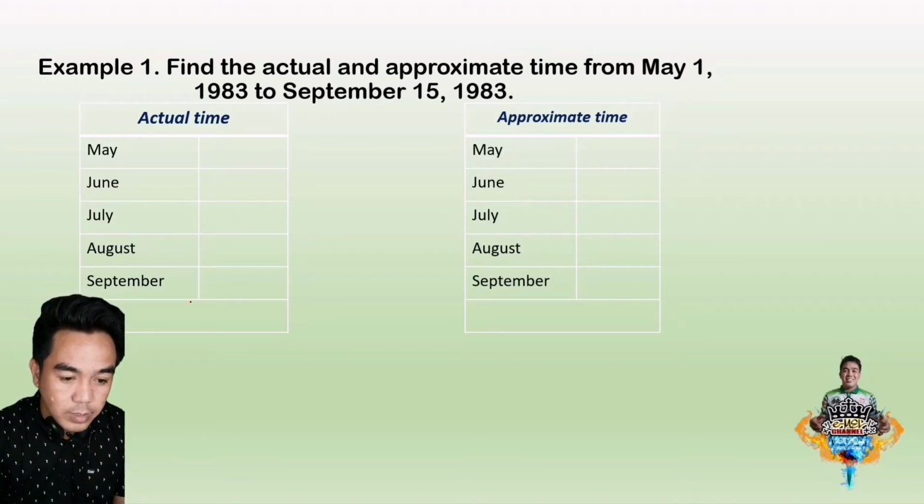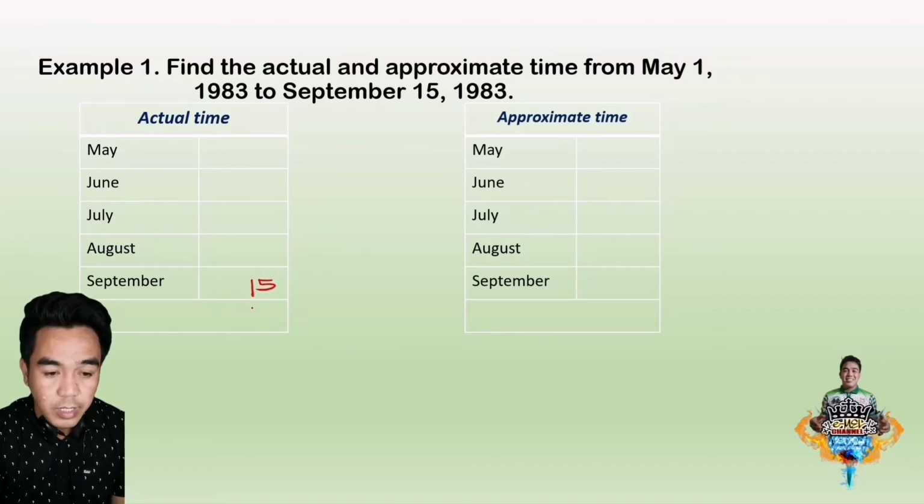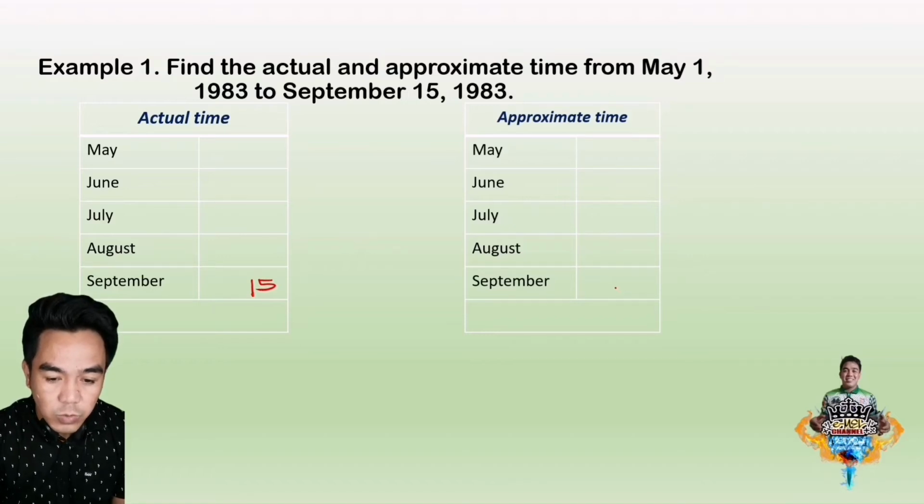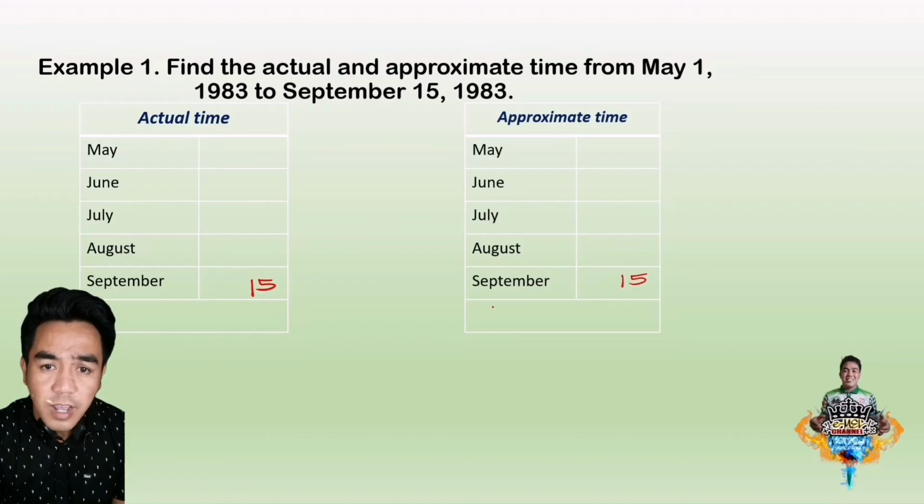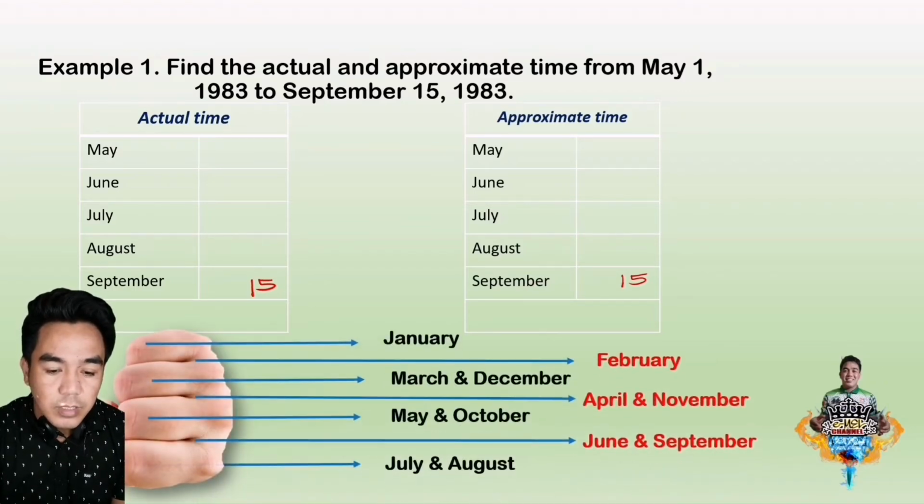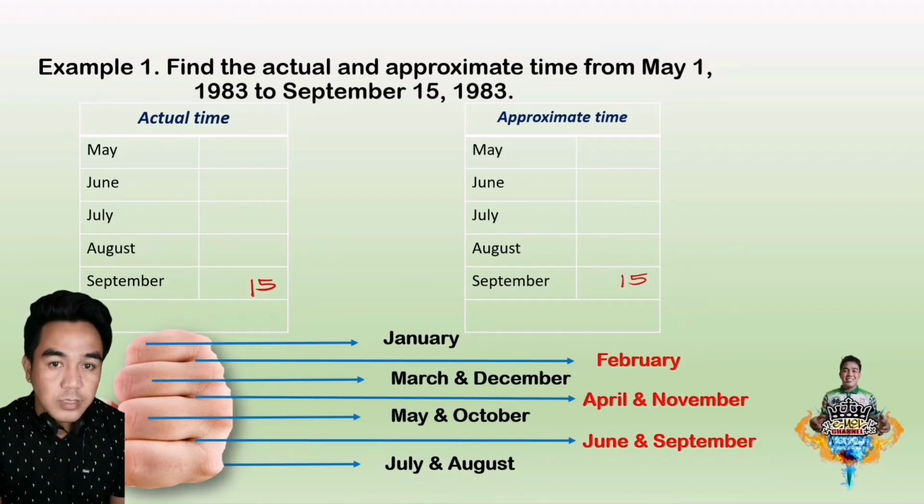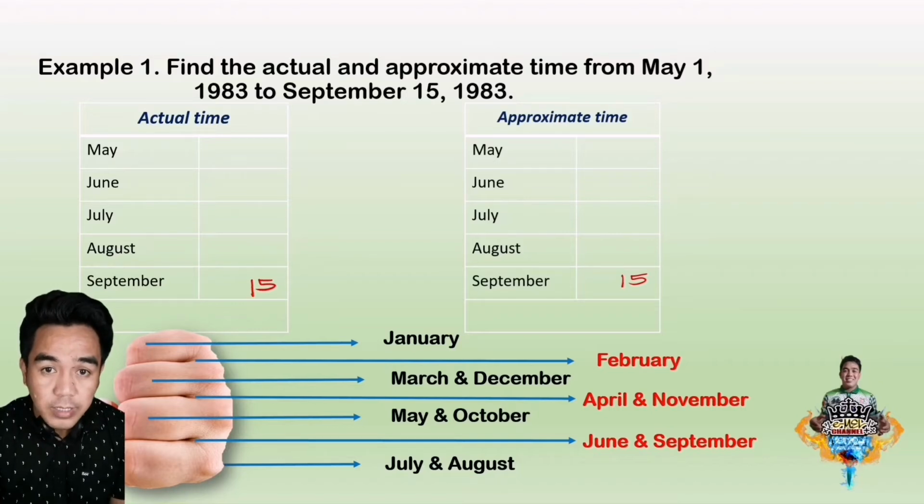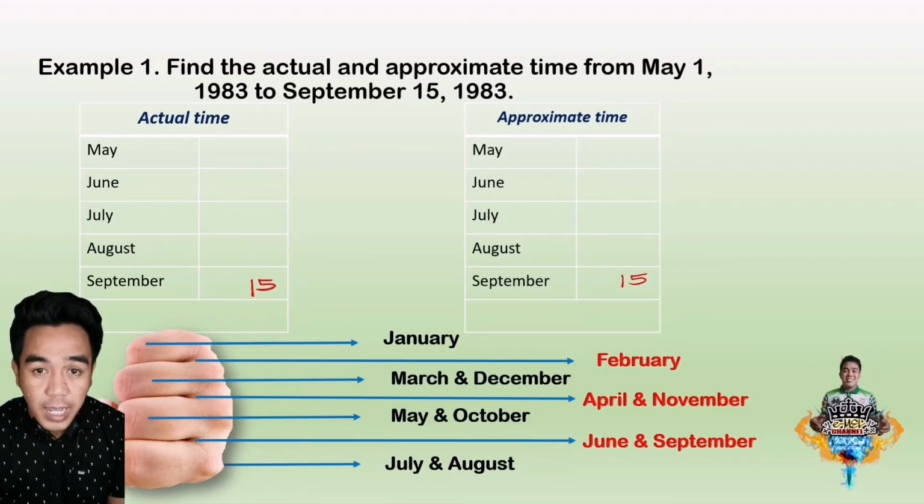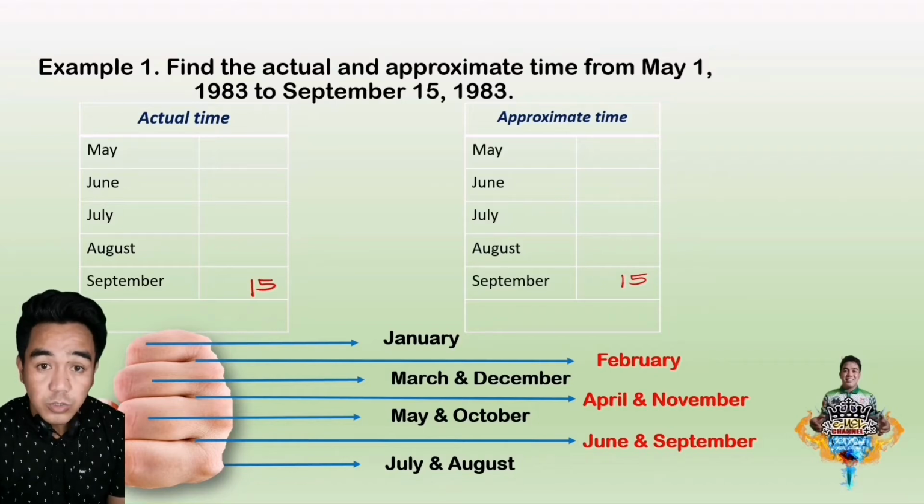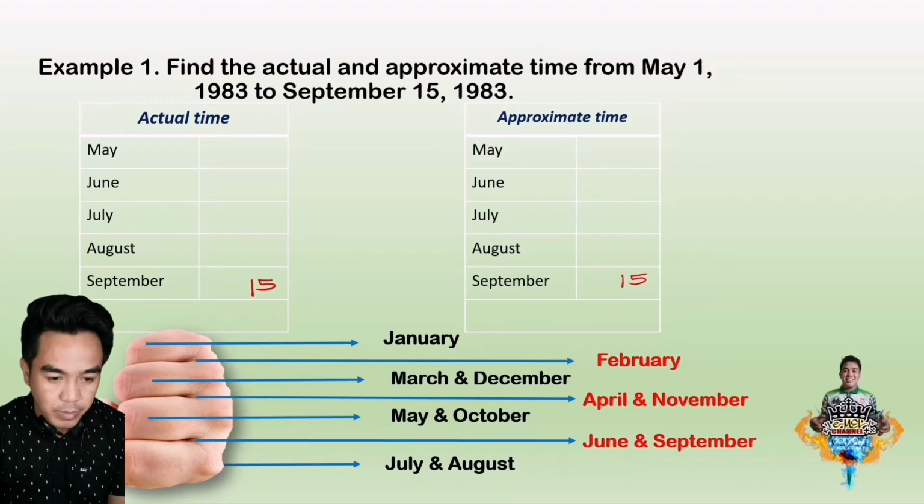First, we're going to write here 15 because that is the maturity date. And here as well, 15. In solving for the actual time, let us have this strategy. Those months bolded in black have 31 days. And those months bolded in red have 30 days except for February. Now, this is only applicable for actual time. So, shall we start solving actual time, then the approximate time later?